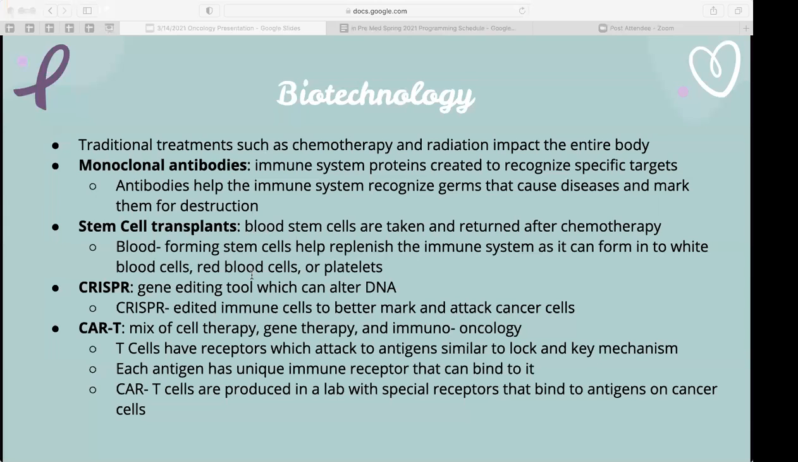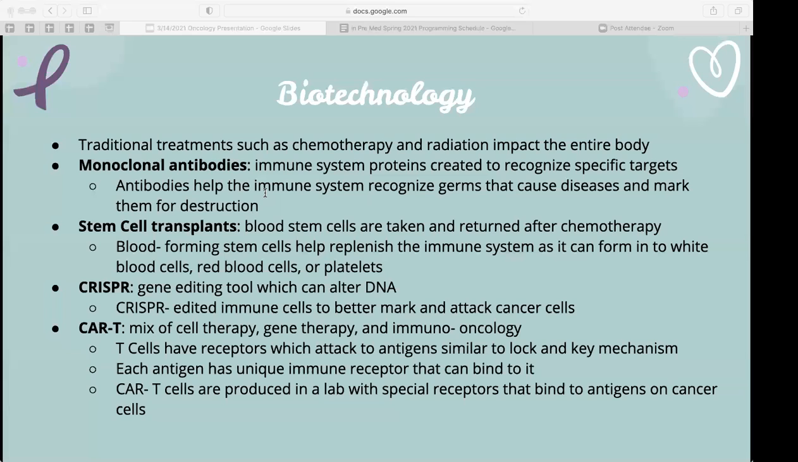You may have heard of CRISPR before. Last year, 2 scientists won the Nobel Prize for this invention. CRISPR is a gene editing tool which can alter the DNA of human cells like a very precise pair of scissors. After realizing that changes in DNA cause cancer, scientists have been trying to correct these changes through gene therapy. Currently, scientists are testing cancer treatments which involve CRISPR-edited immune cells to better mark and attack cancer cells.